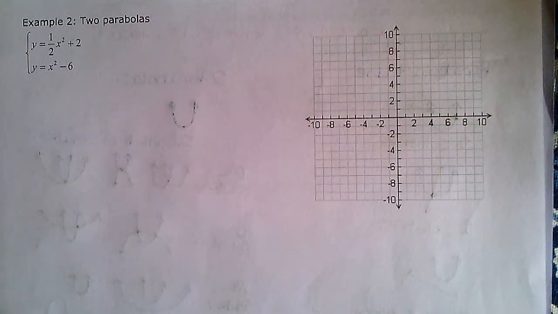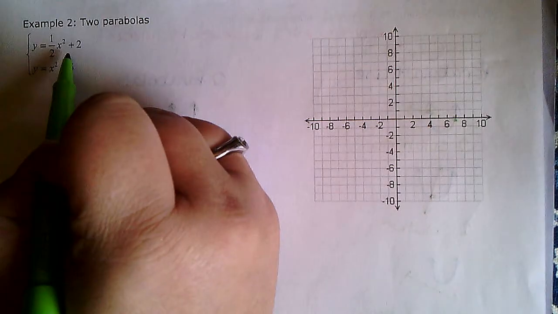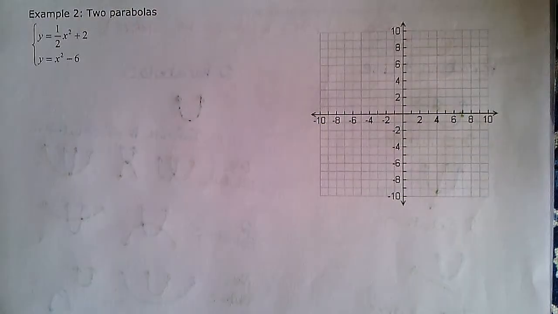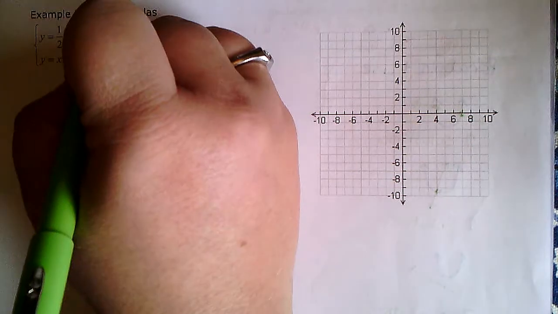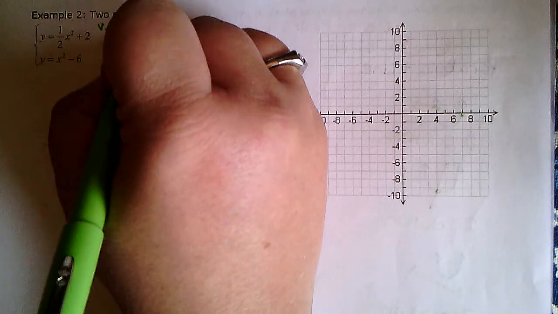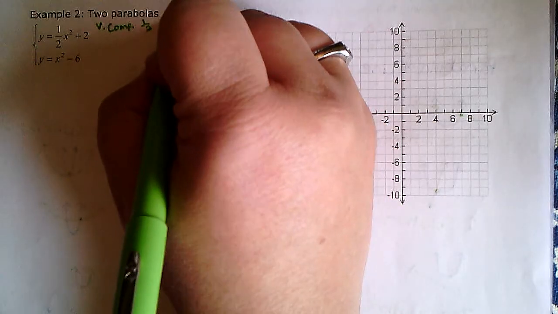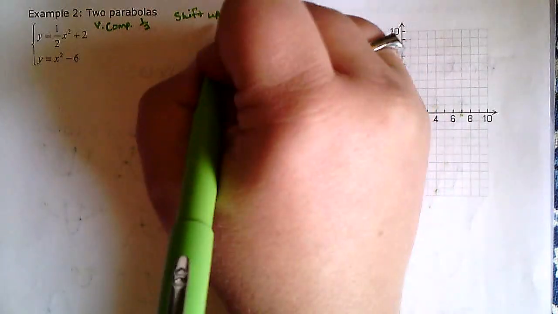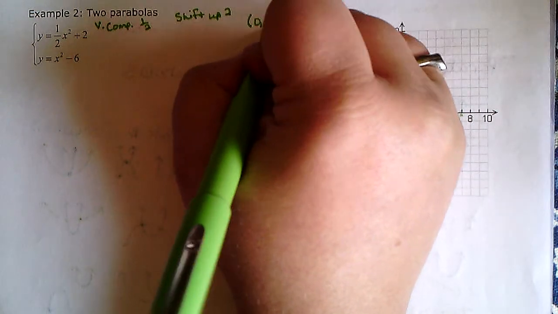Okay, so on this next one, we've got two parabolas, so we know we can either have infinite solutions, one solution, two solutions, or no solutions. So what we are going to do here is first graph this one. This looks like it could be in standard form or vertex form. It looks like I have a vertical compression of 1/2. And it also looks like I have a shift up 2. So that tells me my vertex is going to be at 0, 2.